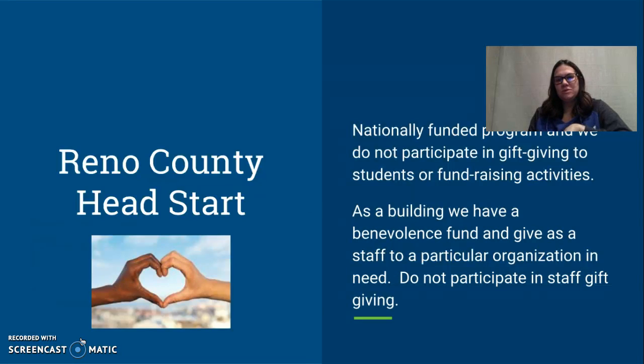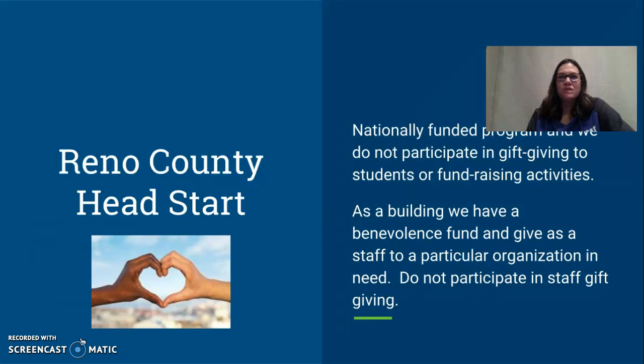But the one thing that we do is we have a benevolence fund. For instance, the education staff at Christmas time, we have a group in town called the Crochet Angels, and they make crocheted hats for all of our students. So as an education group, we collected yarn and then gave that yarn to the Crochet Angels in hopes that they would continue to make hats for our little ones. So that was something, as a staff, we did, not for other staff members, but it was kind of our way to give back to the community. But again, we don't participate in giving gifts to staff.